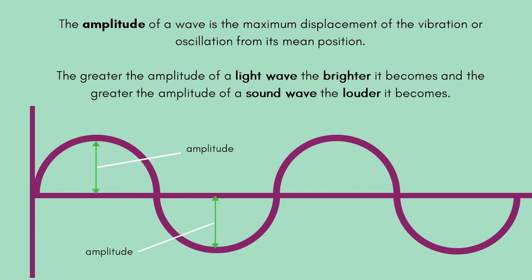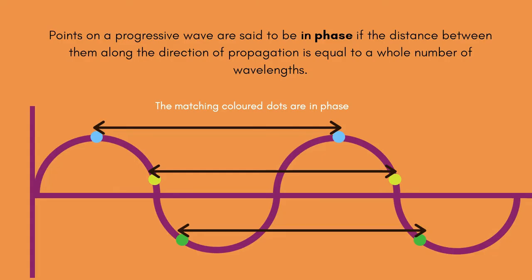The amplitude of a wave is the maximum displacement of the vibration or oscillation from its mean position. The greater the amplitude of a light wave, the brighter it becomes, and the greater the amplitude of a sound wave, the louder it becomes. Points on a progressive wave are said to be in phase if the distance between them along the direction of propagation is equal to a whole number of wavelengths.